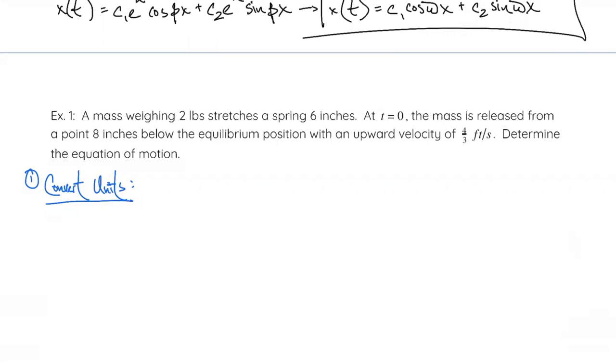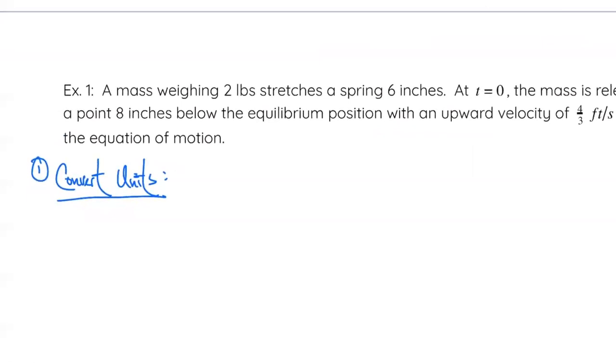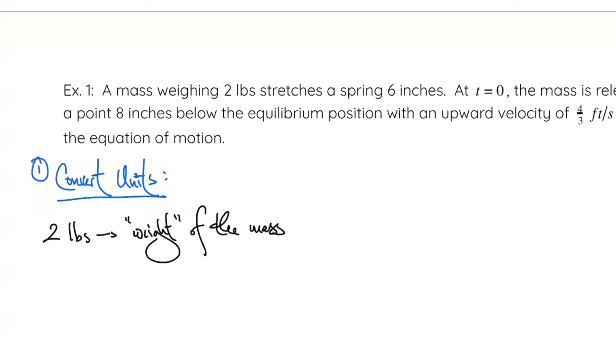What we're going to start off with is the 2 pounds, and we're going to think about how we can take the pounds and turn it into an actual mass. We have 2 pounds. What does this 2 pounds stand for? 2 pounds is the weight of the mass.